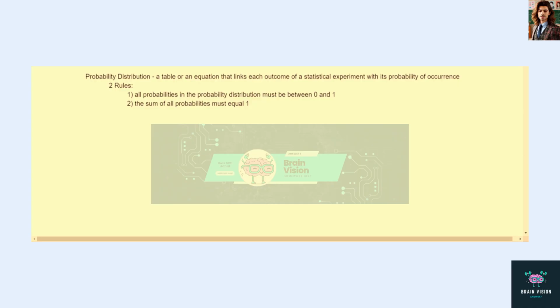First of which is that all probabilities in the probability distribution must be between 0 and 1, and that the sum of all probabilities in the distribution must equal 1.